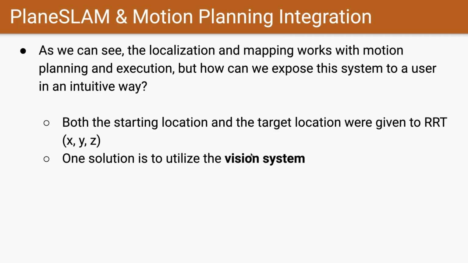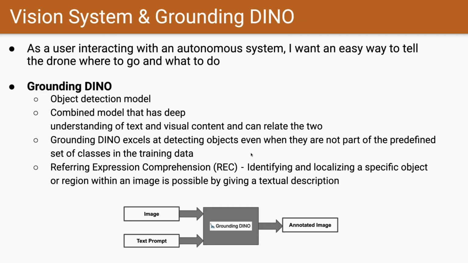Our solution is going back to the vision system. And this is before GPT-4 Vision came along. So what we do is basically use the vision system with Grounding DINO, where a user interacts with an autonomous system and can easily tell the drone where to go and what to do.